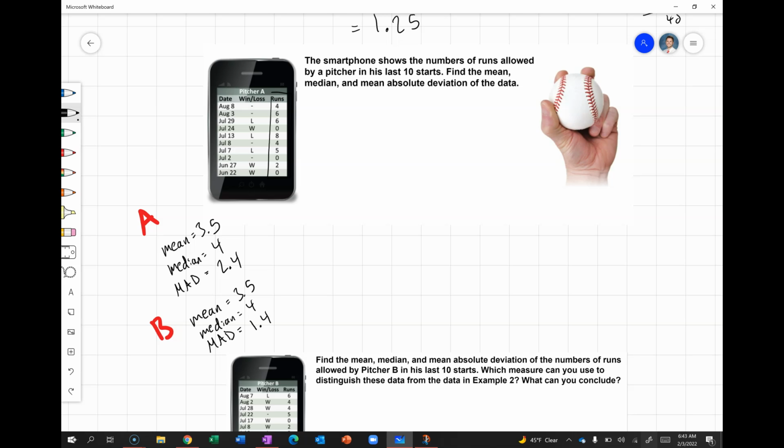So if we were to compare these two pictures, right, they're still allowing the same average number of runs per game, but we could say that picture B is more consistent because that mean absolute deviation being 1.4 means each of his data values is on average 1.4 away from his mean of 3.5. So picture B is more consistent. Picture A, maybe he has some lower numbers, some higher numbers, and so that's how we could compare these two using our mean absolute deviation.